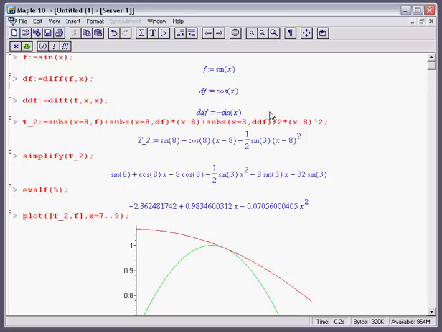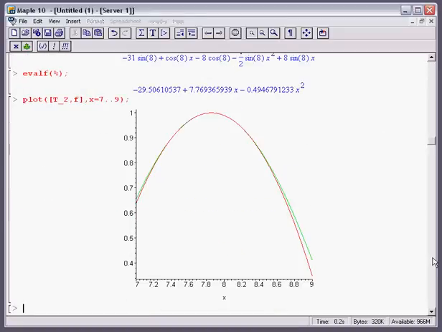Let's double check and make sure that I did not make any mistakes. Oh, there's my mistake right there. My second derivative was evaluated at 3 instead of 8. I expected the curves to be closer than that, so we see that we made a mistake at that point. Follow through and you see you get a much closer picture of that curve. But the further away you get from the point 8, the worse off you are.